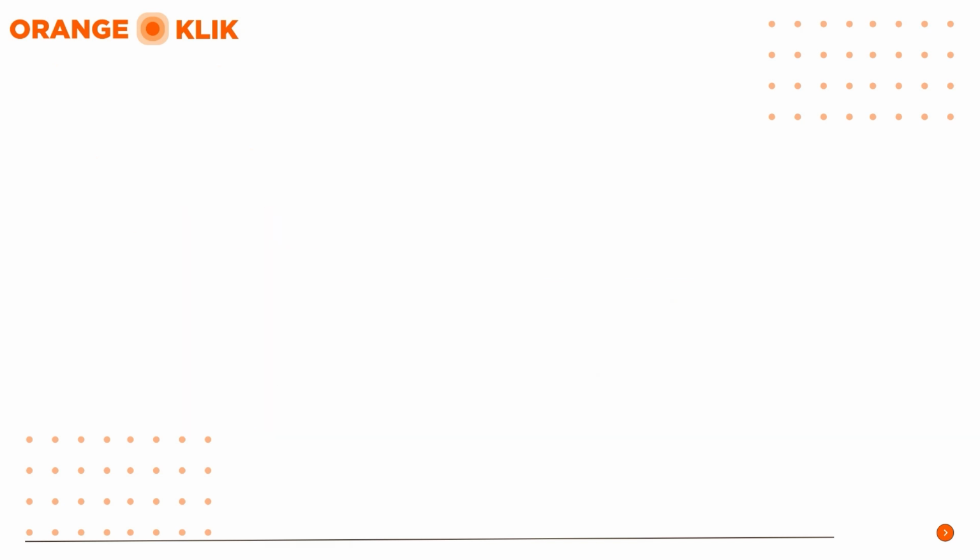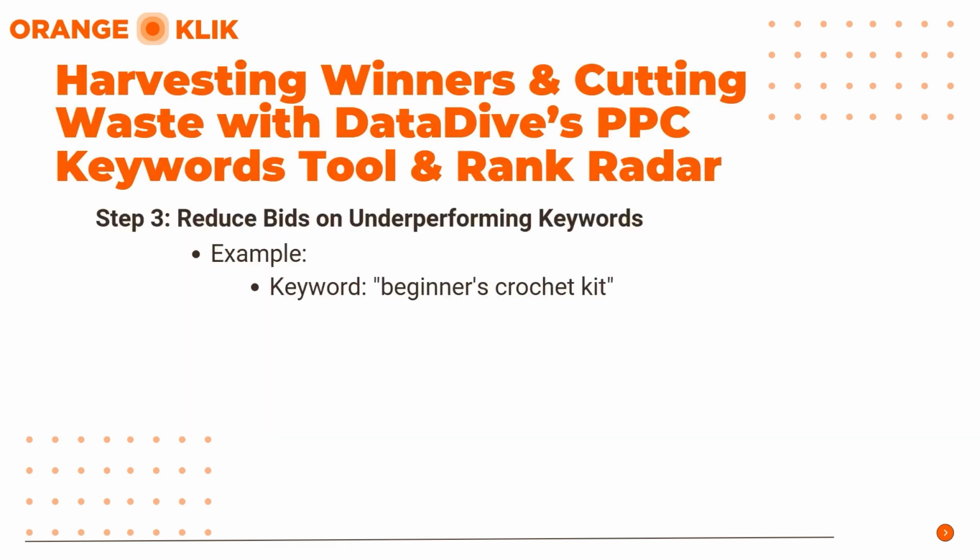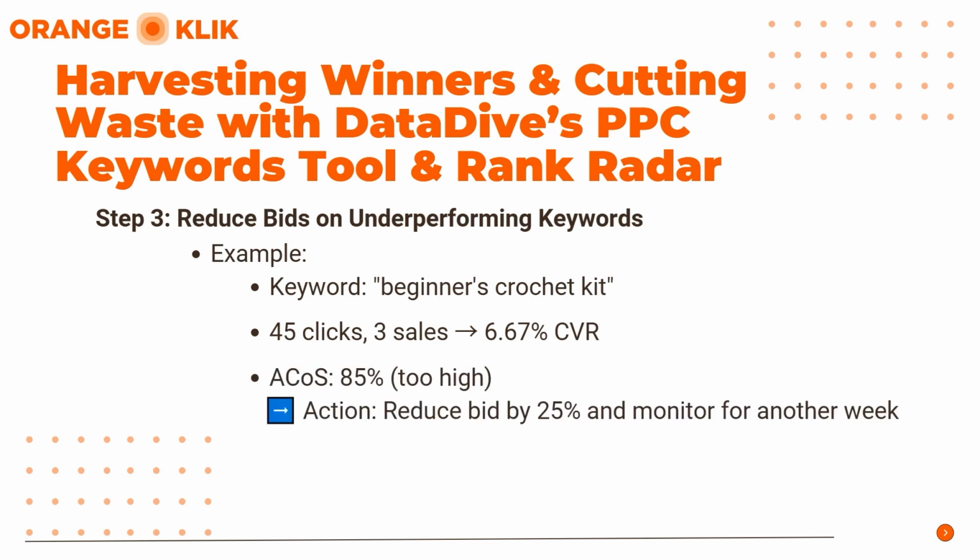An example keyword could be a beginner's crochet kit. If it has 45 clicks and 3 sales, the conversion rate is 6.67%. So the ACOS is 85%, which is too high. So the action here is to reduce bid by 25% and monitor for another week.